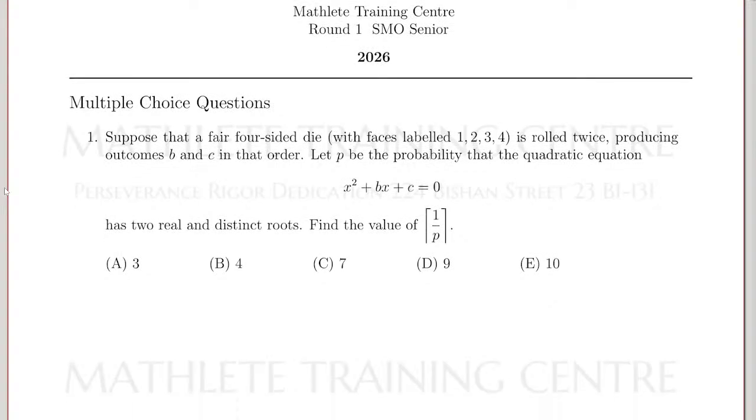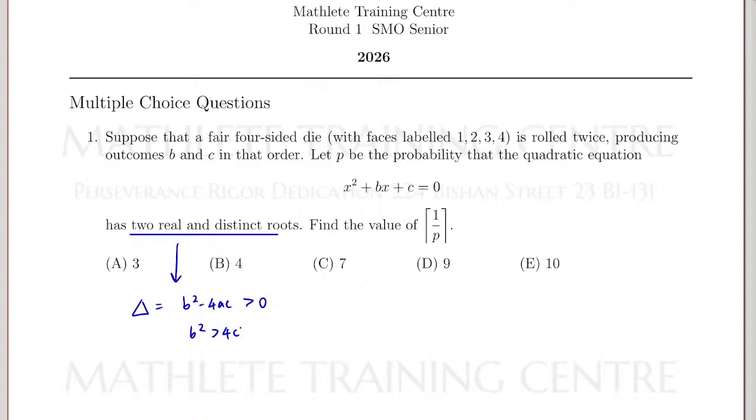Question number one. Suppose that a fair four-sided dice with faces labeled 1, 2, 3, 4 is rolled twice, producing outcomes B and C, and P is the probability that this quadratic equation has two real and distinct roots. This means that the discriminant, B squared minus 4AC, must be bigger than 0, right?